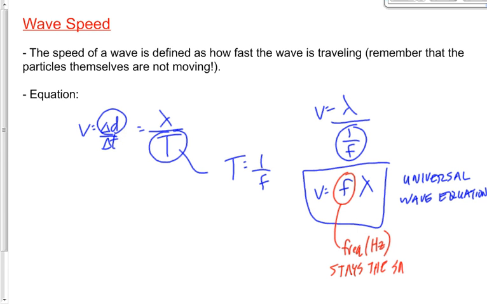Once a wave has been made, the frequency doesn't change. The speed can if you go to a different material. The wavelength can if the speed changes, but the frequency won't change. Once it's been made, it stays the same.